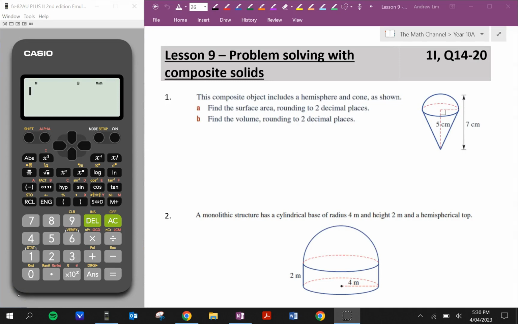In this video, we're going to be looking at problem solving with composite solids. So what is a composite solid? It's pretty much a solid that consists of two or more different solids. So let's have a look at question 1.